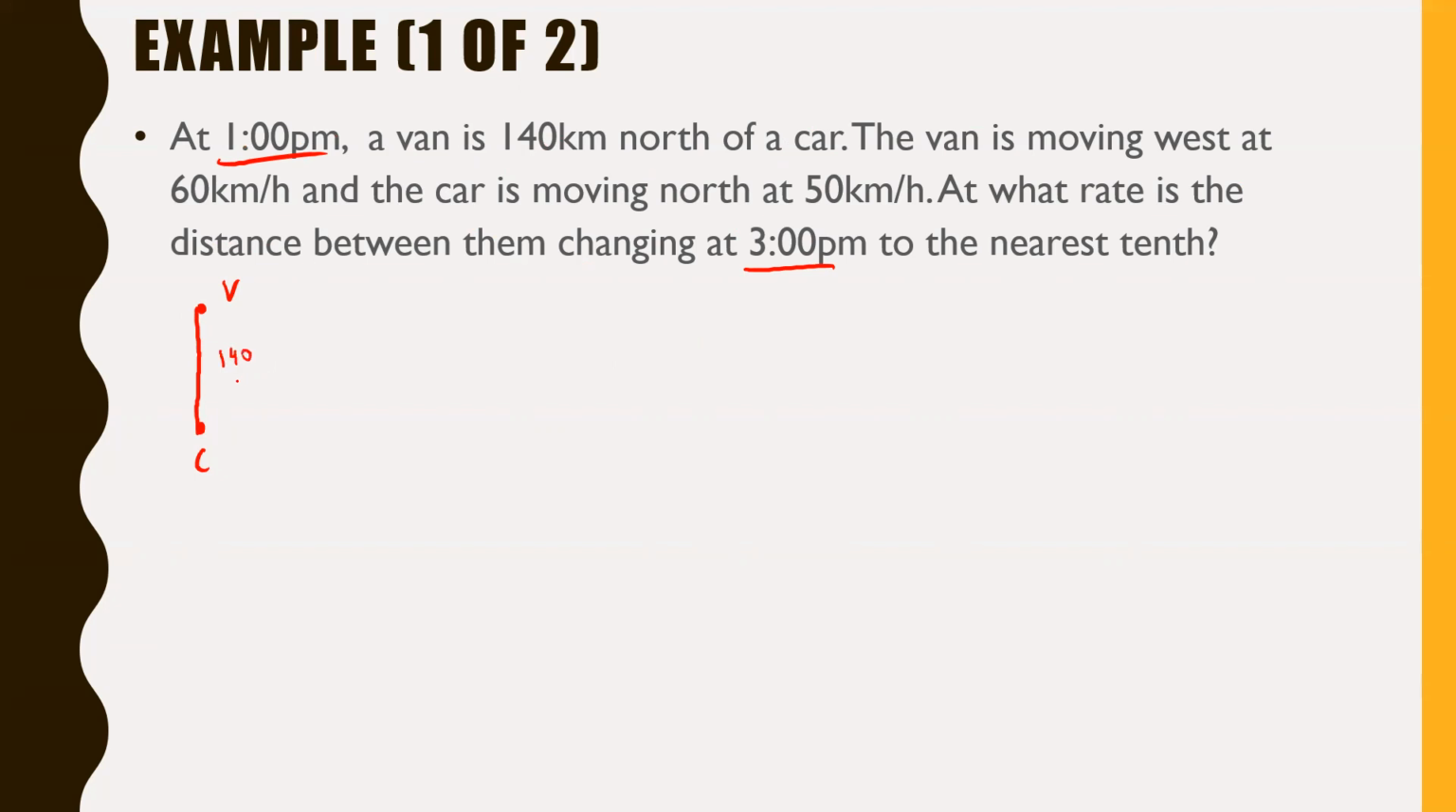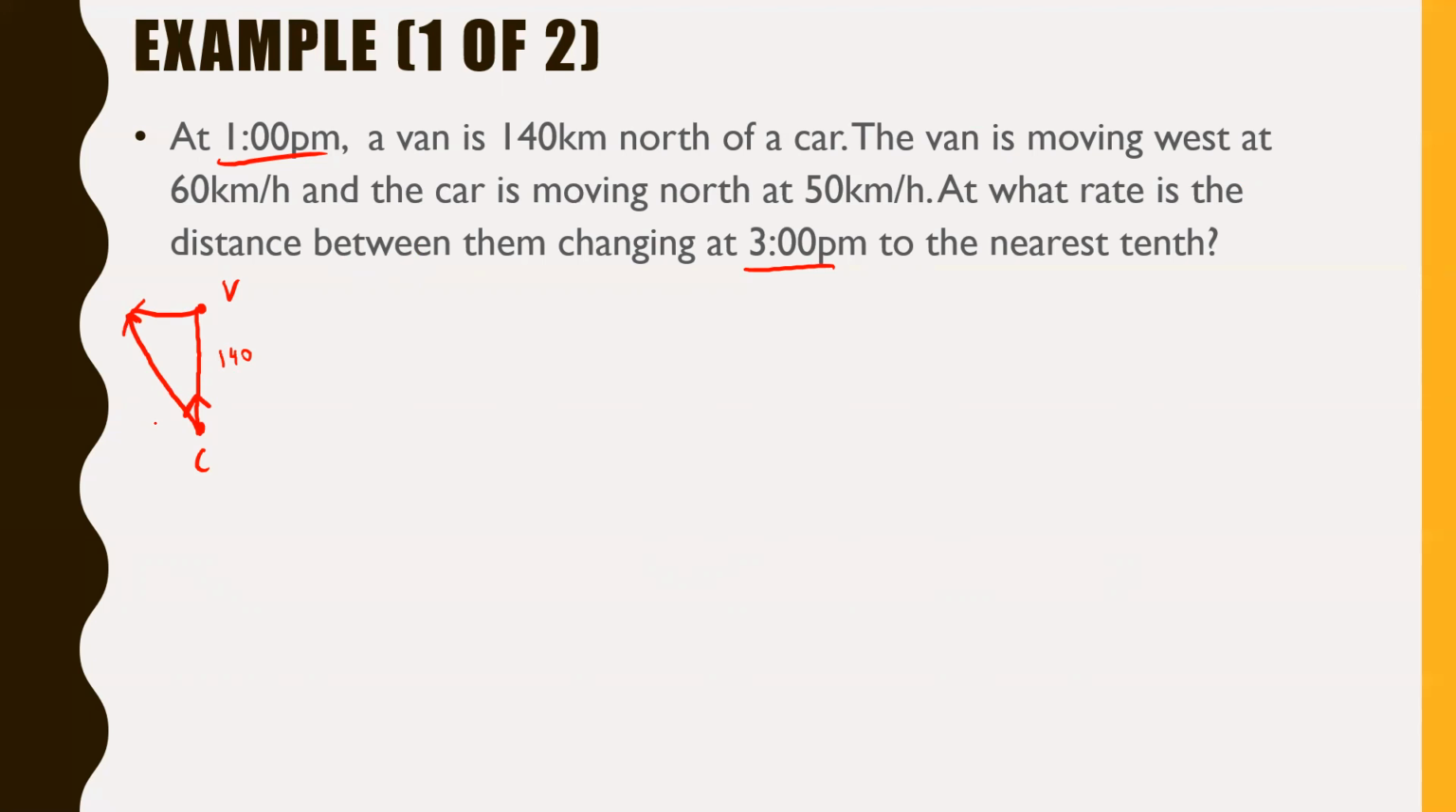140 kilometers. The van is moving west, so the van is moving this way, and the car is moving north. So it's trying to close this distance in between them. We want to find the rate that the distance between them is changing at 3 o'clock. Well, the distance between them is the hypotenuse here. That's what's going to be changing.